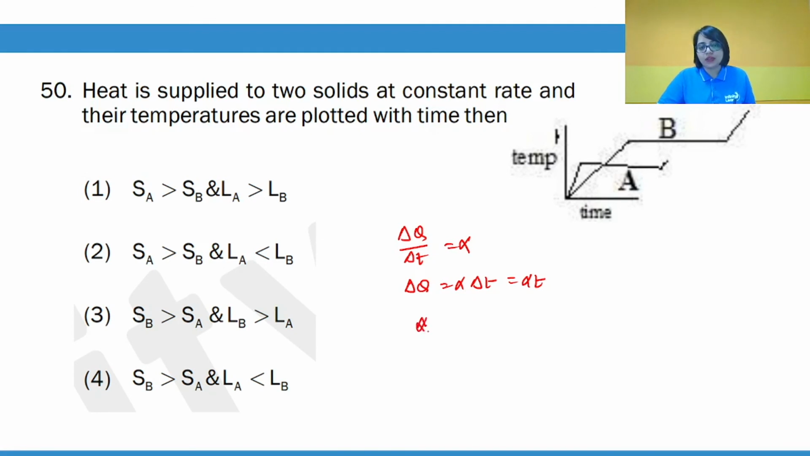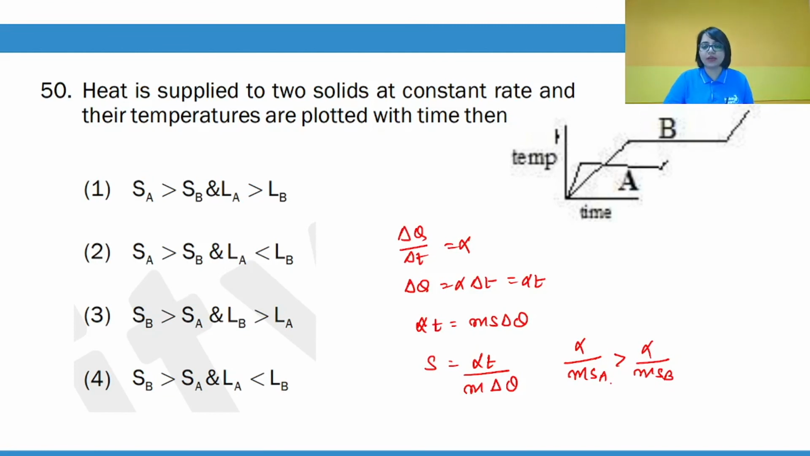Now this alpha T is equals to ms delta theta. So S will be alpha T divided by m delta theta. Now for these two solids, you can see that alpha upon msa will be greater than alpha upon msb, right? By looking at the slope, you can write it as alpha upon msa is greater than alpha upon msb. So SA will be less than SB, and clearly mLB is greater than mLA. So LB is greater than LA. So correct answer will be option 3.